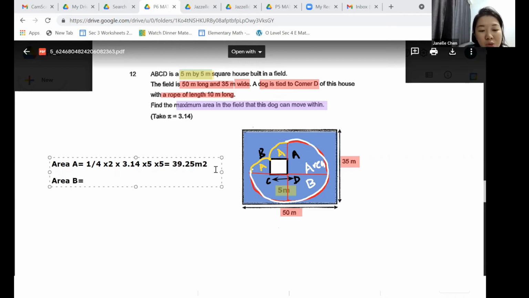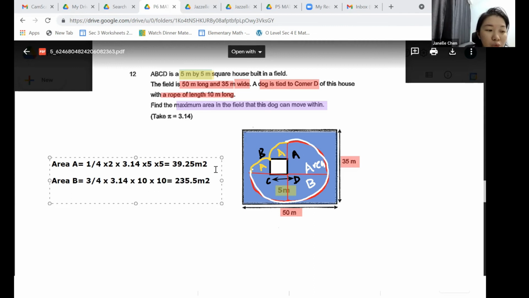Next, we just need to find area B, which is also quite easy since we already did the visualizing part, which is the toughest part. If you cannot visualize the figure that I drew inside here, most probably you will not be able to start the question, or you will be stuck and assume that it's one whole circle, but it's actually not. So we have 3/4, multiplied by 3.14 again, and then by the radius. Since the rope length is 10 meter, we use 10 meter for the radius, so it's 10 times 10. After pressing the calculator, we should get 235.5 meter square.